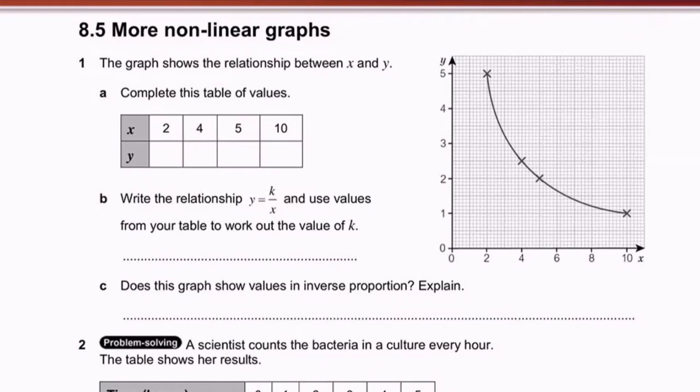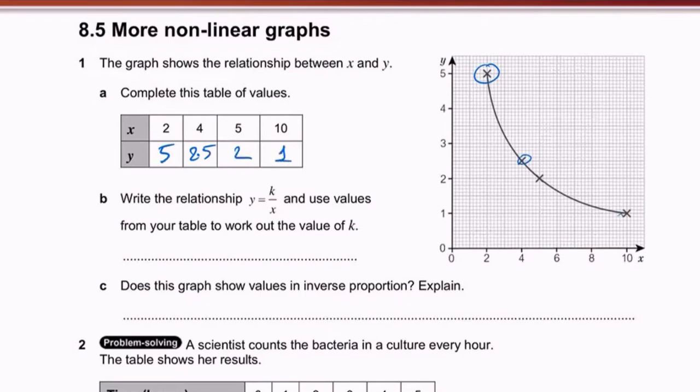The graph shows a relationship between x and y. Complete this table of values. 2 goes with what? 2 goes with 5. 4 goes with what? 2.5. Then 5 goes with 2. And 10 goes with 1.